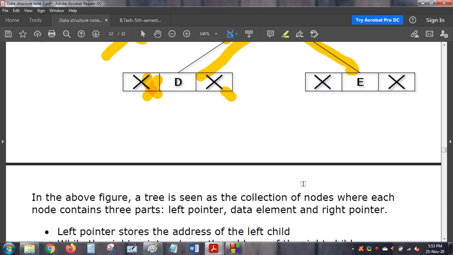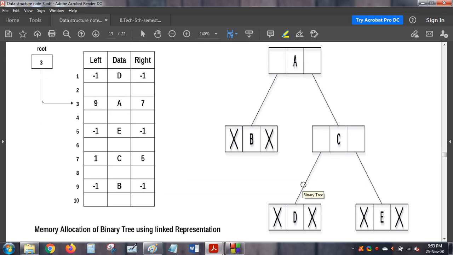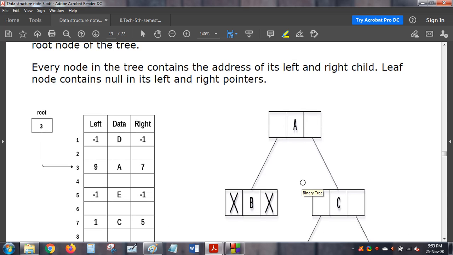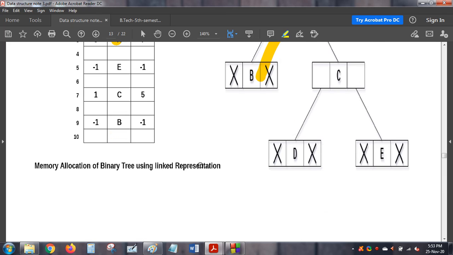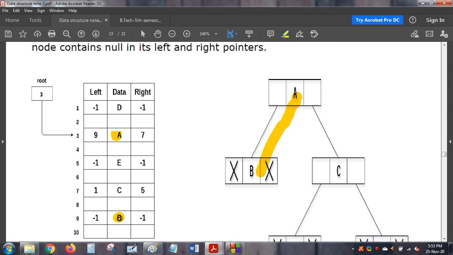So as you can see over here, suppose I started with A. A is connected with B. So where is B? B is at the 9th position. Hence, B is at the left of A, which is at the 9th position. What is to the right of A? The right of A is C, and C is present in what location? Location 7. So A will have 9 over here and 7 over here.